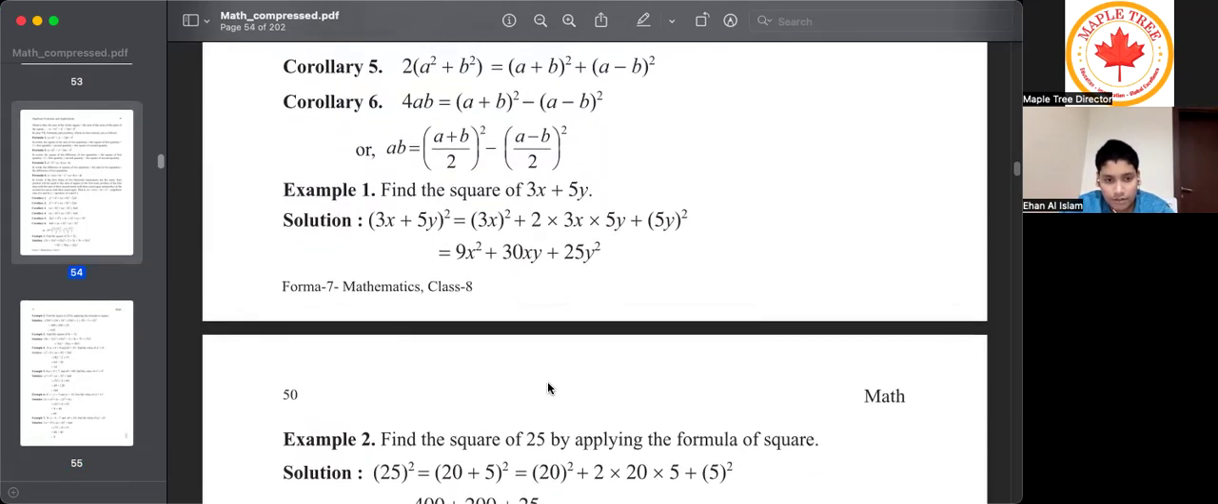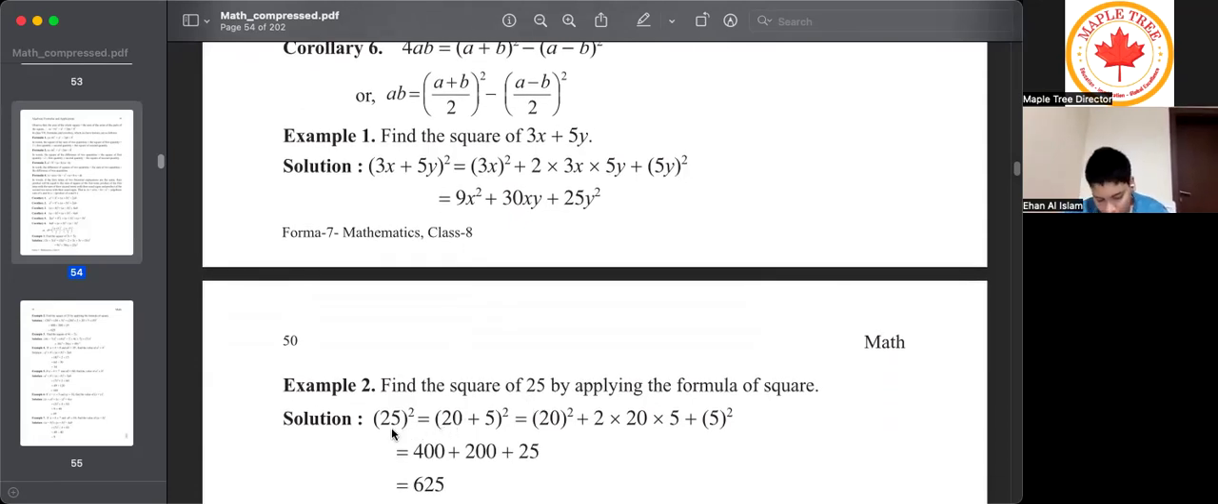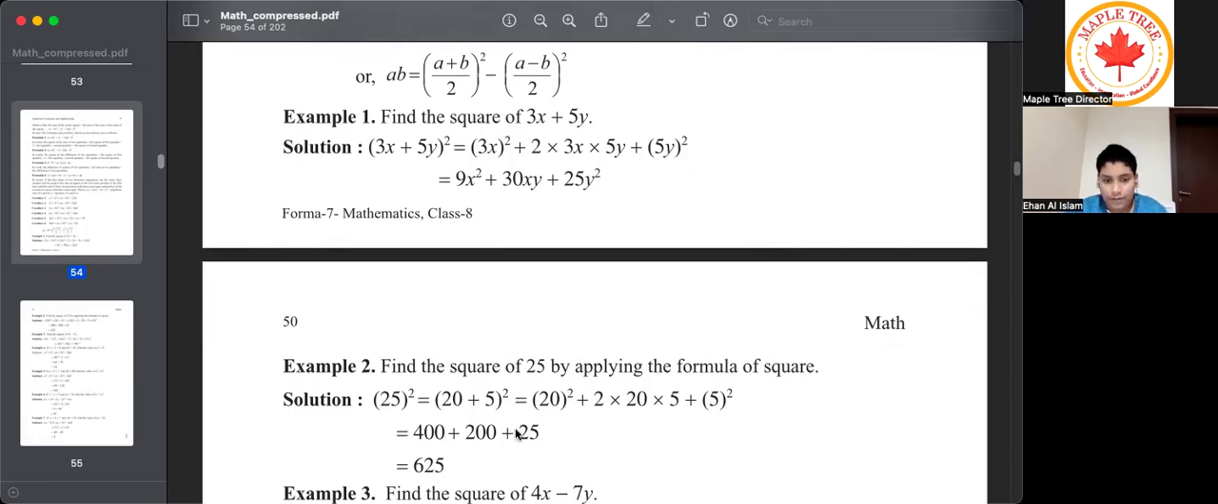Now find the square of 25 by applying the formula of squares. That's easy. You can break it down as 20 plus 5 whole square, then find a and b, like 20 is a and 5 is b. When you add 20 plus 5, the sum will be 25, the same thing. So again formula 1 is used here: a square plus 2ab plus b square. So the square of 25 will be 625, right? Yes.